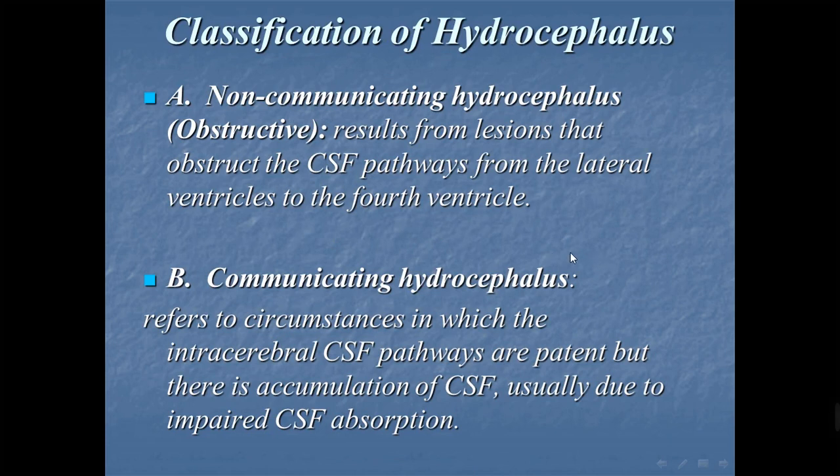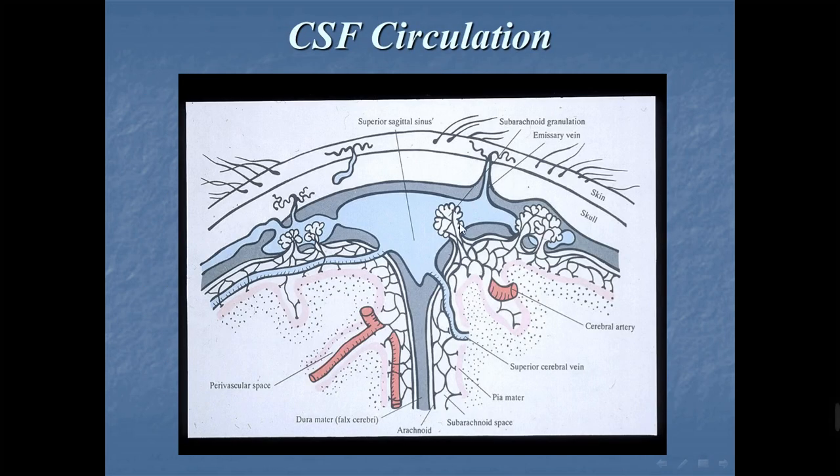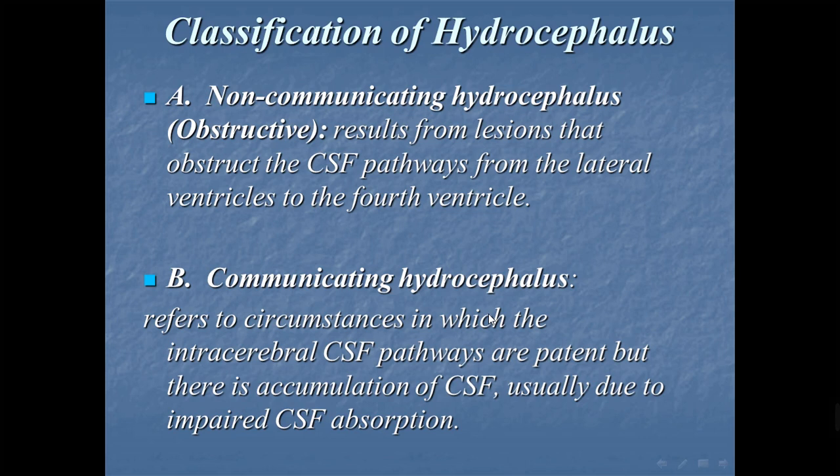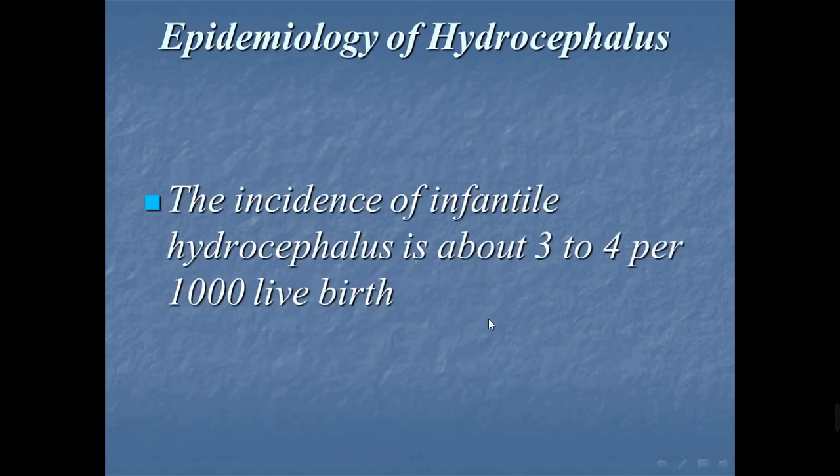While communicating hydrocephalus refers to circumstances in which the intracerebral CSF pathways are patent, but there is accumulation of CSF, usually due to impaired CSF absorption. Where is the absorption? At the absorption site, the arachnoid villi. These arachnoid villi, if there is no absorption, CSF will be accumulated, but there is no obstruction of the CSF pathway.